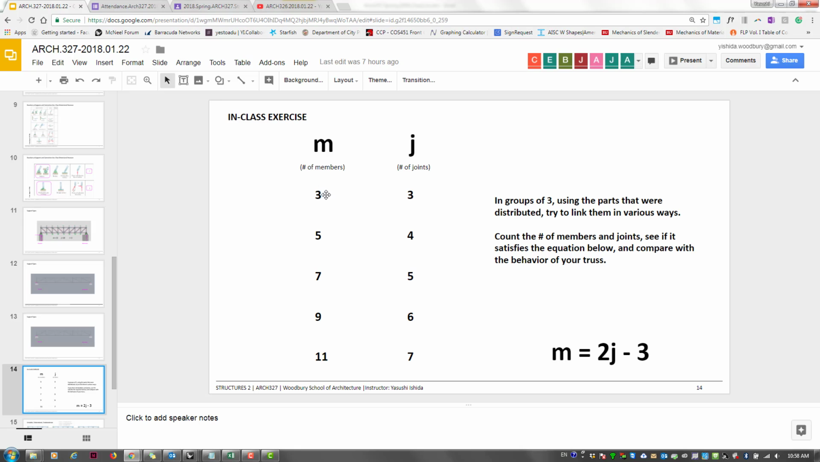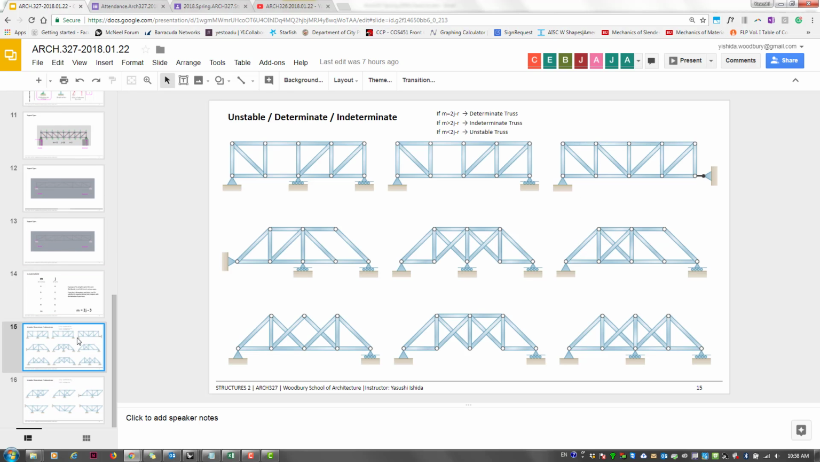Using these parts, I want you to start with a triangle and try adding 2 members and 1 joint, 2 members and 1 joint, and 2 and 1, etc. Count the number of members and joints and see if it satisfies the equation below, and compare with the behavior of your truss. In other words, maybe also try to make something that is not stable, something you can deform, and see how that fits in this equation.